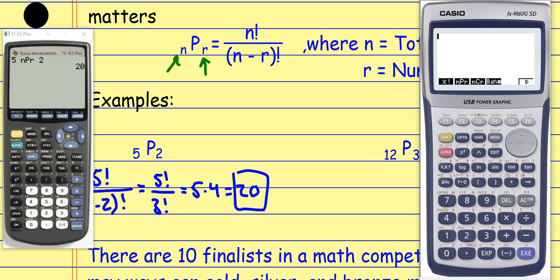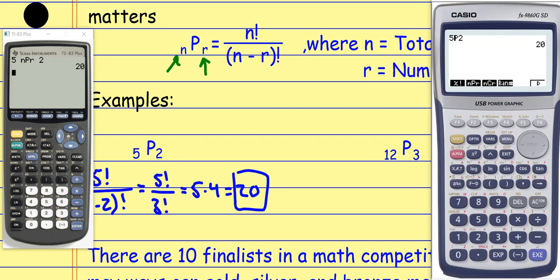And I enter it the same way. I can see the values that I want here, so I hit the 5, and then I hit F2 for the nPr, and then I hit the 2. And again, that's saying the permutation of 5, choose 2, and I hit enter. Now, the nice thing about the Casio is notice that menu is still up until I exit out of it. So if I'm doing a bunch of these, I'm going to leave that menu up for the next one, all right?